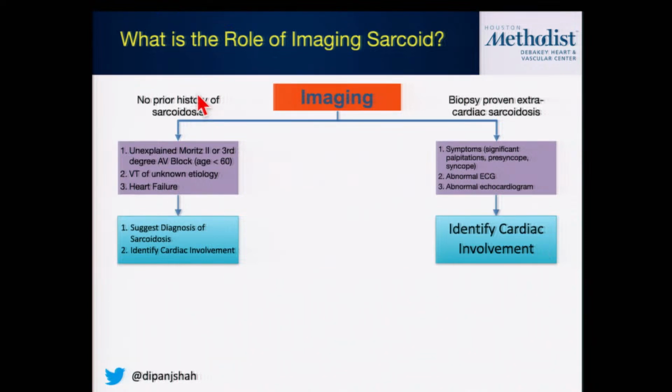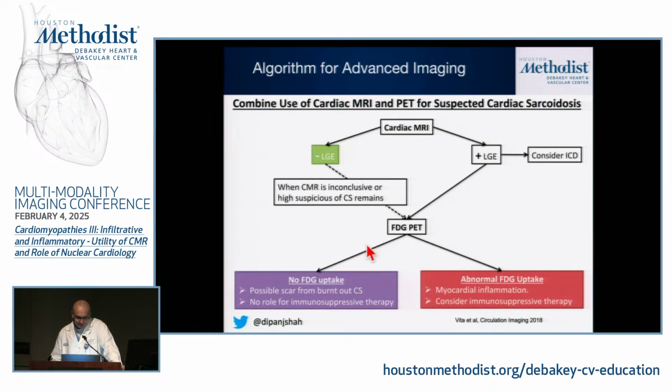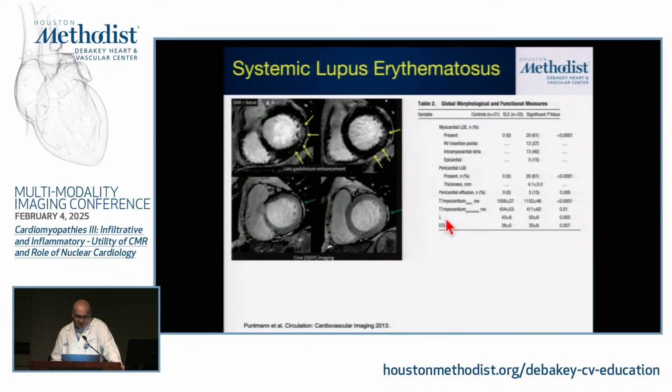And then the other is a group of patients that don't have any known prior cardiac sarcoidosis history, but who present with heart failure of unexplained etiology, VT of unexplained etiology, or high-grade AV block, especially in a young individual under the age of 60, as in the example case that I showed earlier. In those cases, our cardiac MR is actually helping to, one, identify cardiac involvement, and then really to suggest the potential diagnosis of cardiac sarcoidosis. Dr. Al-Mallah will touch on the complementary role between cardiac MR and PET.